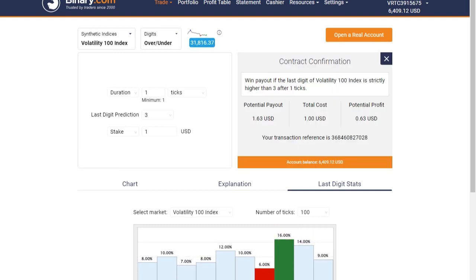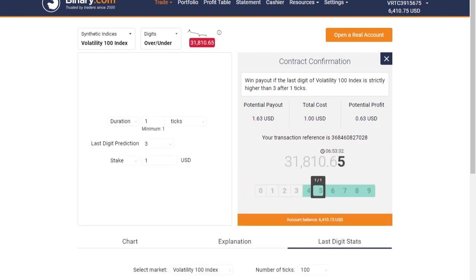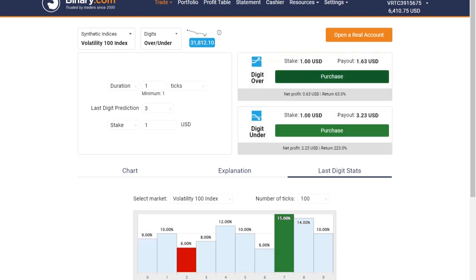I got 3 and then 7, so I entered the trade. Won that trade. This is a very good strategy. Keep more than a 1 minute gap between each trade.